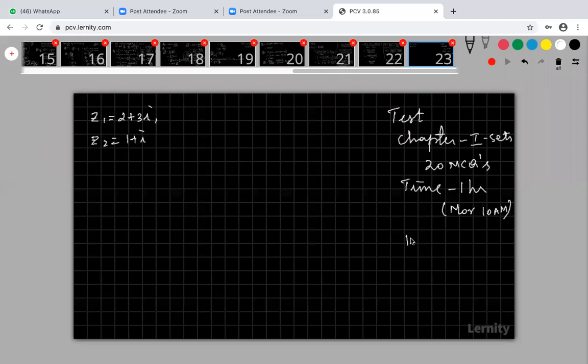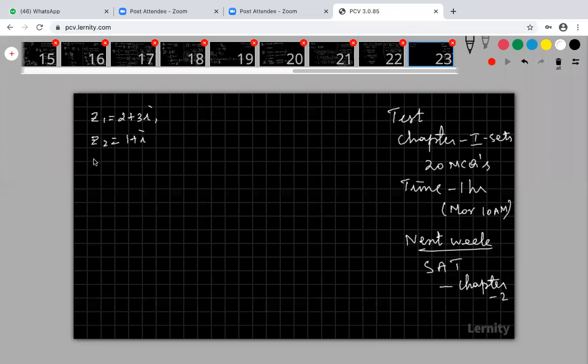Okay. The next week's syllabus is the second chapter. The next week Saturday test syllabus is chapter 2. What is chapter 2? Functions and relations, the full chapter. Okay, next week Saturday chapter 2 test. Please start from this week onwards.